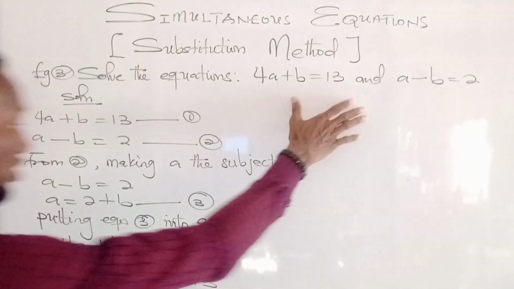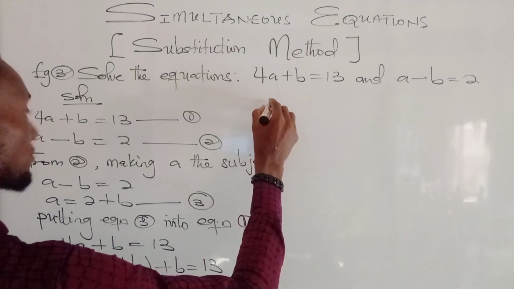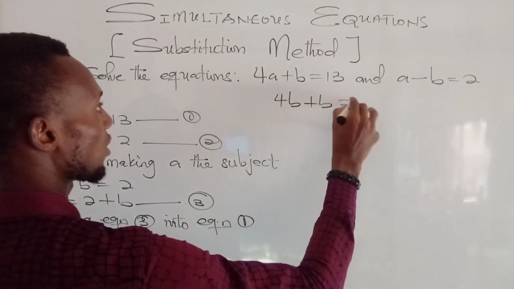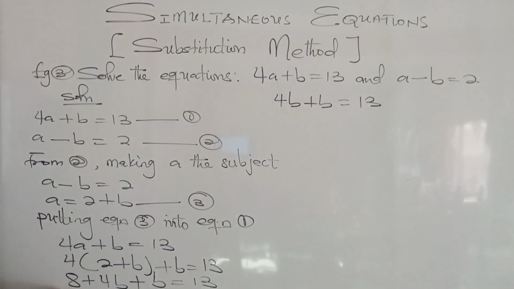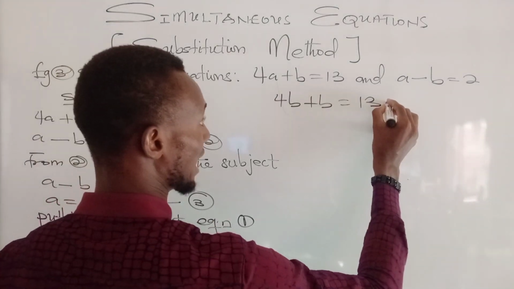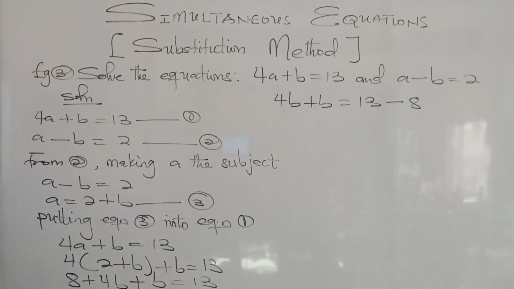So I'm going to continue from this side. We have 8 plus 4b plus b equals 13. So I'm going to group like terms. I'm going to have my 4b plus b equals 13. Then I'll let this 8 cross the equal sign. It is positive. When it crosses the equal sign, it becomes negative. So the 8 will cross the equal sign to come and join the 13, which is here, so it will become minus 8. I hope you understand and you agree with me up to this point.